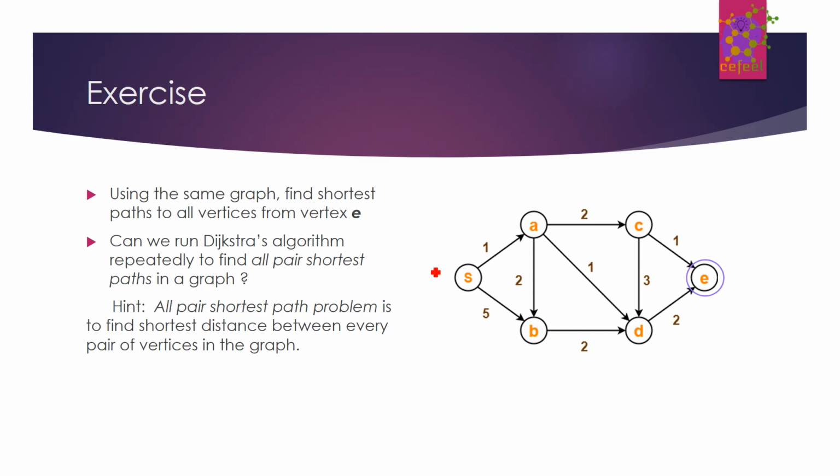And here is something to think about. Now we have another problem called all pair shortest path, which is to find the shortest path from every vertex to every other vertex, which means you pick any pair of vertices and we should be able to give the shortest path or the shortest path size. So the question is, can we use Dijkstra's algorithm over and over again repeatedly to find all pair shortest paths in a graph?